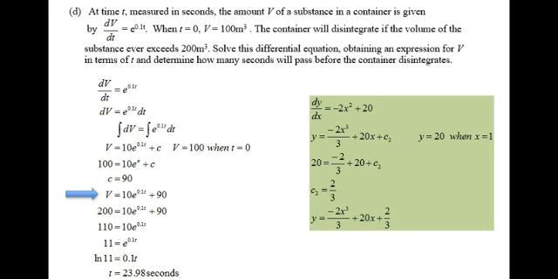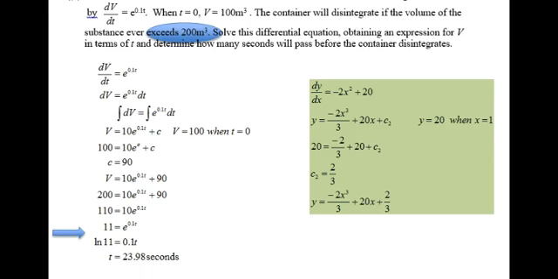So here we've got our equation for v, having worked out constant c. And I'm going to come back to the question now, and I need to find the time when the volume equals 200. It's important that you can work back and forth between power statements and log statements. So I've got 11 equals e to the 0.1t, log of 11 equals 0.1t. Taking logs of each side and solving, t equals 23.98.